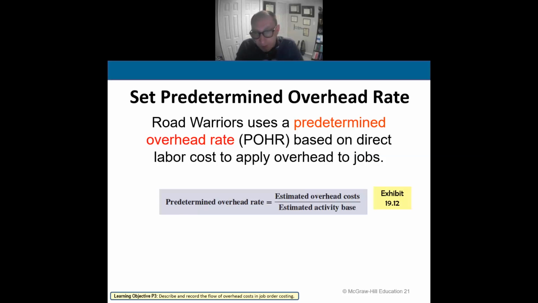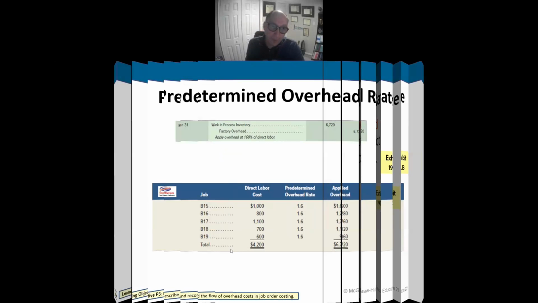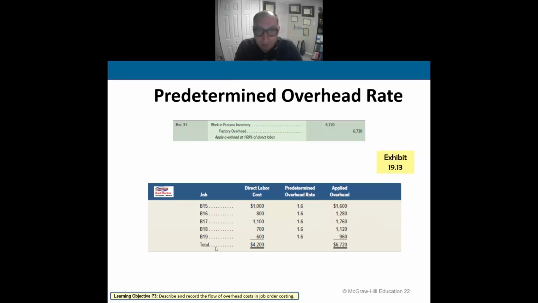So how did the company figure out 160%? Well, we took the estimated overhead cost divided by the estimated activity base. The estimated activity base in this example is direct labor. That's why we call it predetermined, because the company determines what their estimate is for overhead and what the base is. The example here is 1.6, 160%, right? So 160% or 1.6 is the predetermined factory overhead rate.